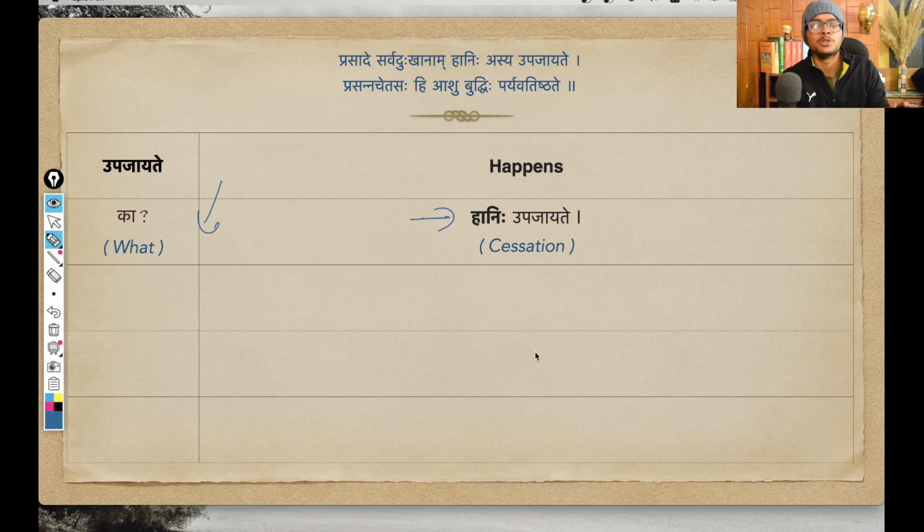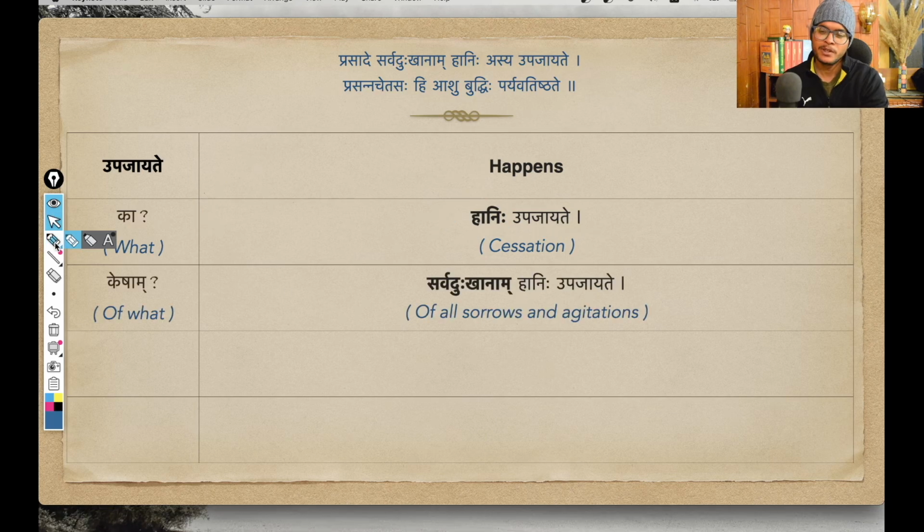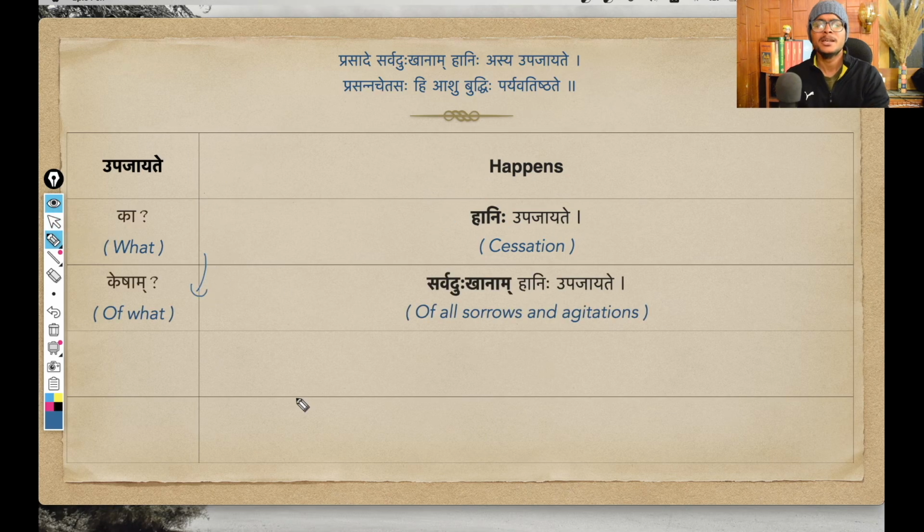So, hanihi upajayate. This is the Prathama Vibhakti Ekvachanam form. Okay, hanihi upajayate. Cessation happens, disappearance happens in that sense. But if we move on, the question will be, Kesham hanihi upajayate. Cessation of what happens? Kesham hanihi. And the response is, Sarva dukkhanam hanihi upajayate.